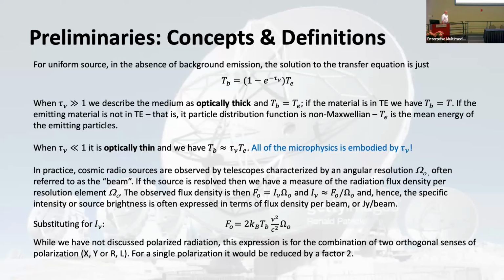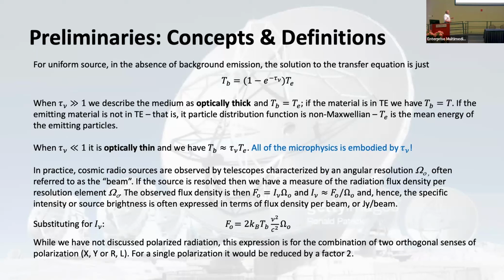Now, in reality, we don't measure this idealized quantity, specific intensity. We try to get as close as we can. Cosmic radio sources observed by telescopes usually have some finite angular resolution. In radio astronomy, the jargon is the telescope beam. That's the resolution element on the sky, the pixel size, if you will.